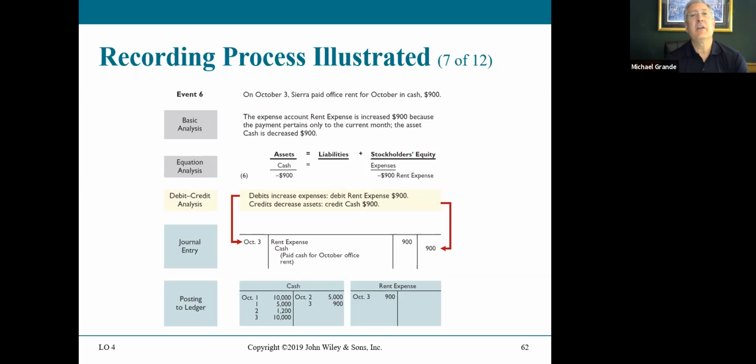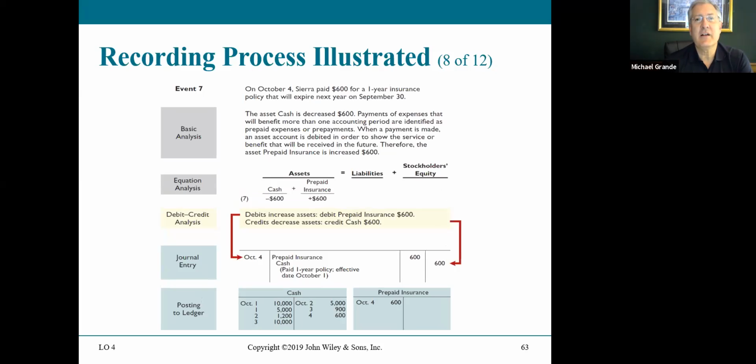Event number 6, Sierra paid office rent in cash for $900. Your journal entry, debit rent expense for $900, credit cash for $900. You can see how they posted it to the T accounts: a credit to cash, a debit to rent expense.